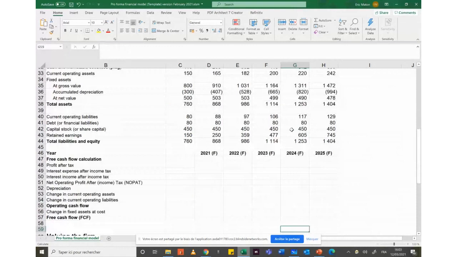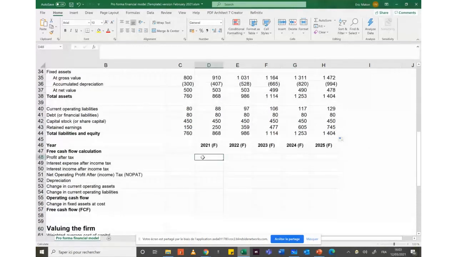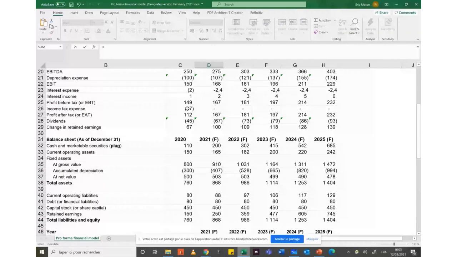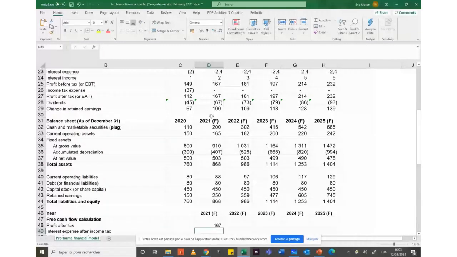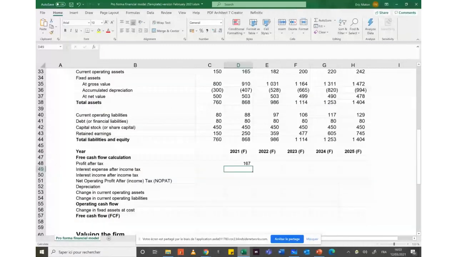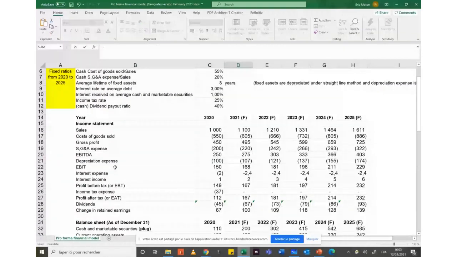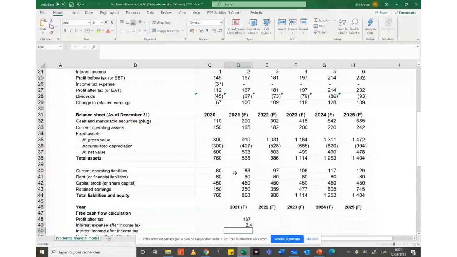For the free cash flow, I start with the profit after tax. I start with this one, but my problem is I have too much things. What I want in reality is a NOPAT. So I need to eliminate the interest expense and interest income after tax. So I do the reverse. I eliminate this one, and I eliminate the interest income.